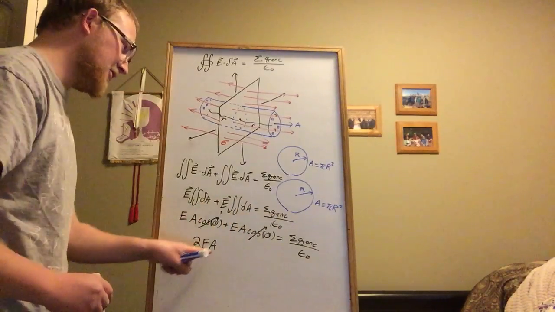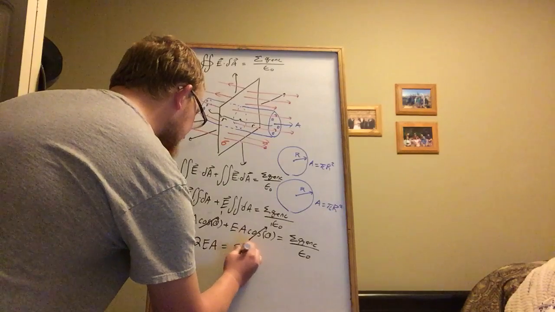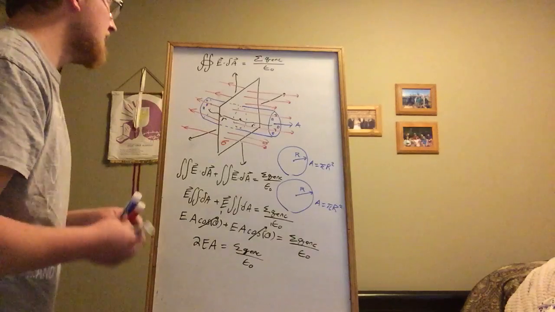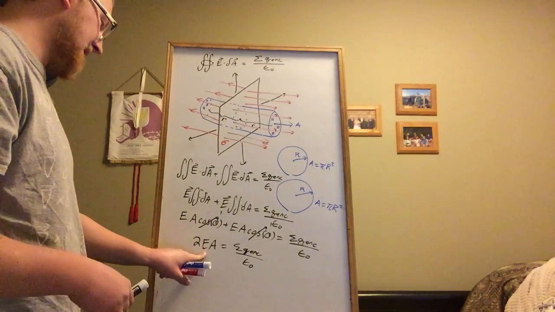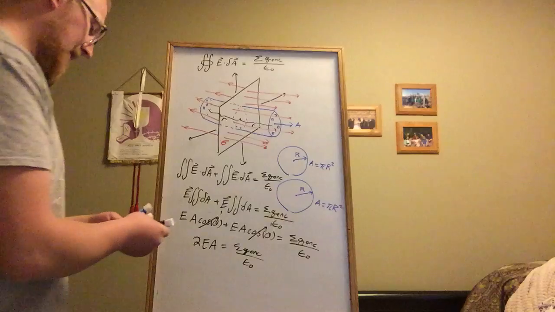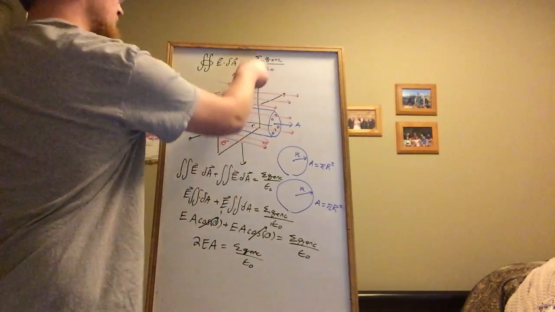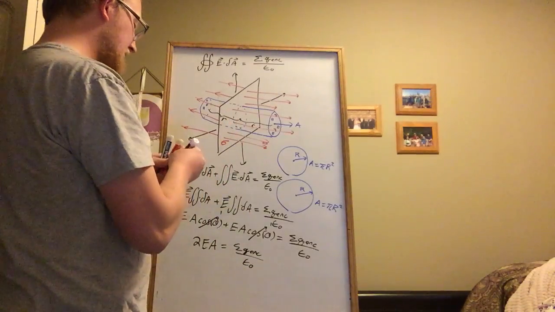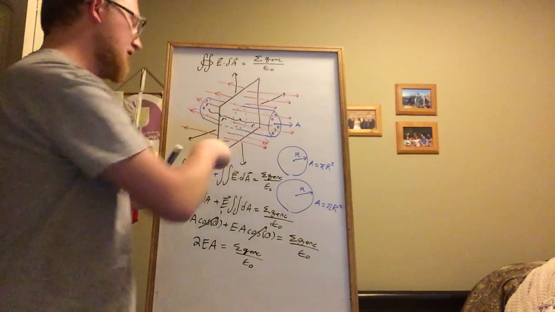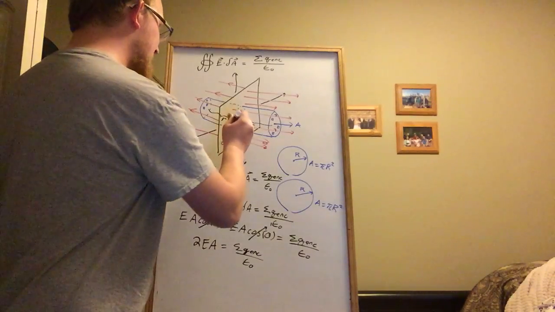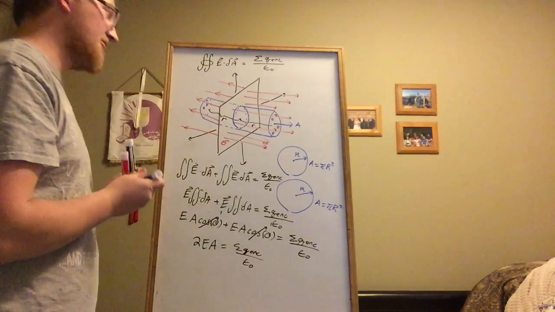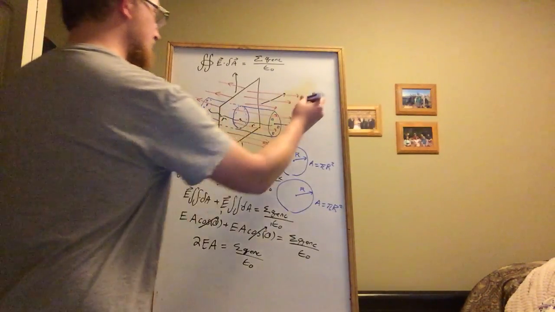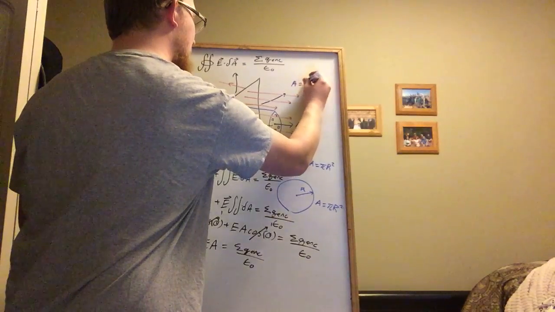And so what we end up with is 2EA equal to the sum of charges enclosed divided by epsilon naught. We're trying to solve for the electric field, and we know area is pi r squared. Now the next question is, what is the charge enclosed? And this is kind of the clincher of the problem. There's only charge on the plate, and the plate only intersects our Gaussian surface there. So the area of that circle is also pi big R squared.